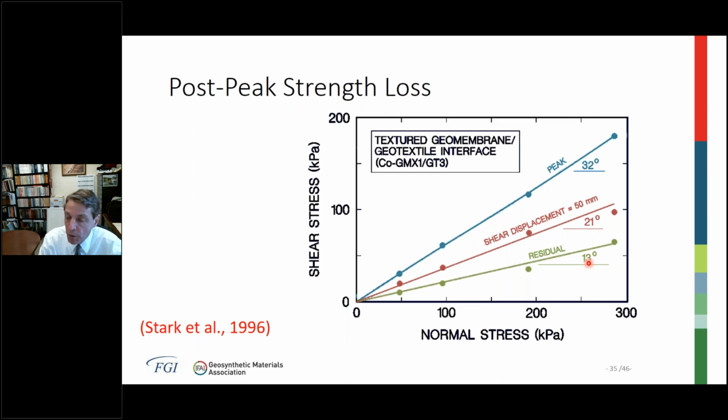analysis indicates there will be permanent deformations in the slope. So if you're looking at seismic stability and your seismic deformations are 2 inches, you have to use a friction angle of 21 degrees for that stability analysis, not 32 degrees. And of course, if you have a permanent displacement that's greater than 50 millimeters, you have to use a strength between 21 and 13 degrees. So understanding the post-peak strength loss and the deformations that you're encountering in your stability analysis is very important with geosynthetic lined slopes.